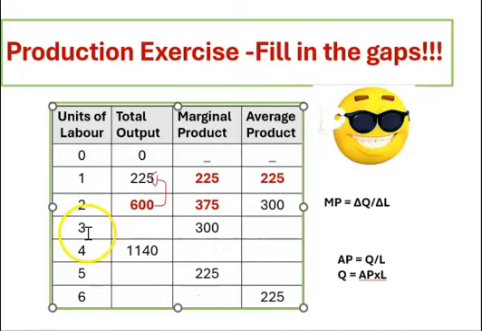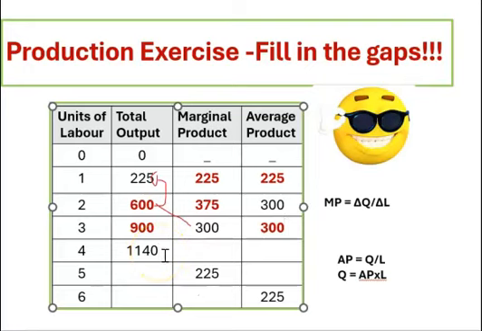So when labor is 3, we're given marginal product of 300. Remember, marginal product is the additional output produced by the third labor. So to get total output, all we do is add 600 and 300, and that gives us 900. And you can double check yourself. To get marginal product, you just say 900 less 600, it gives us 300. And to get average product, it's total output divided by labor, which gives us 300.